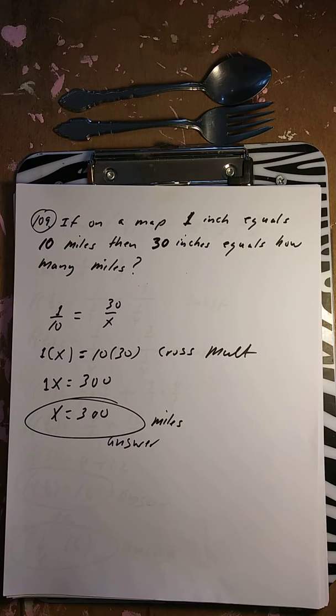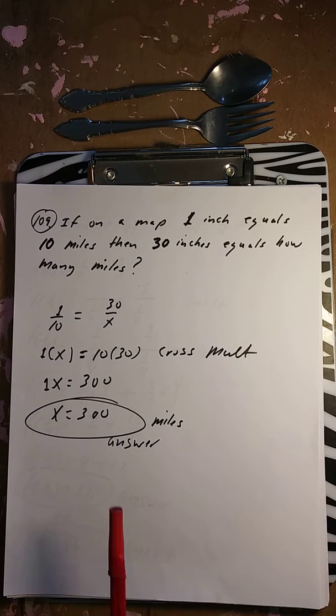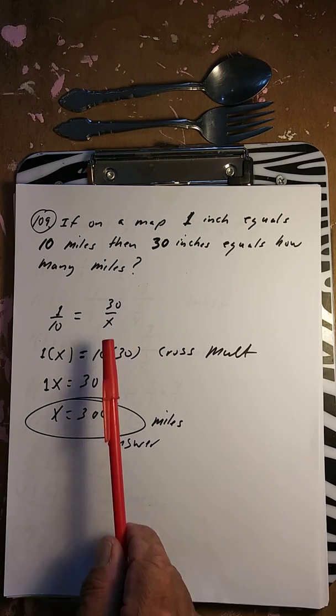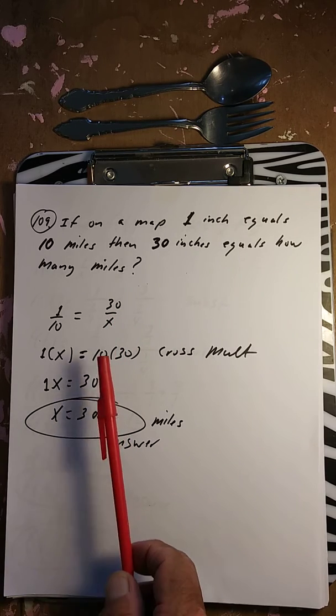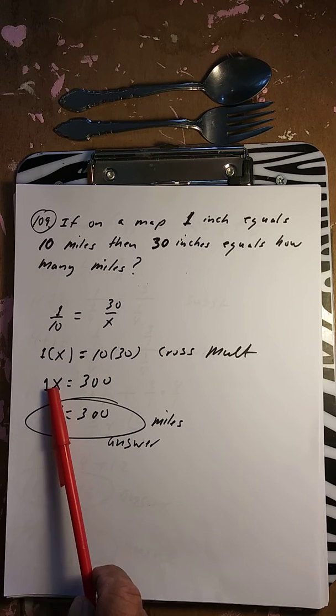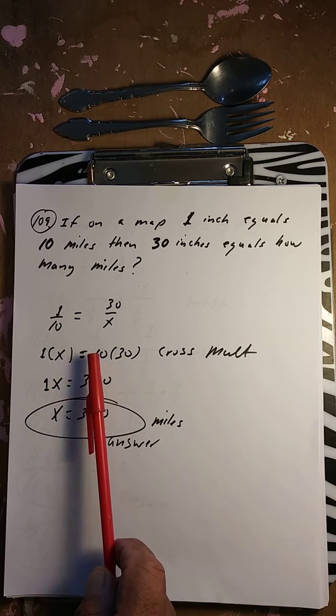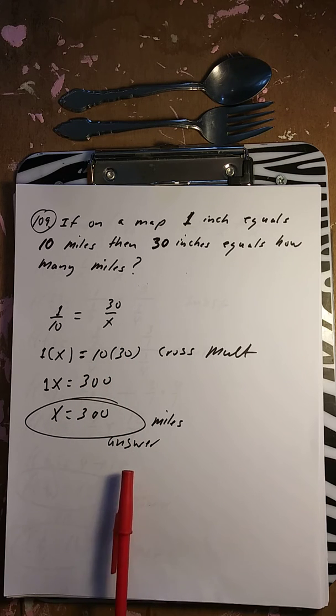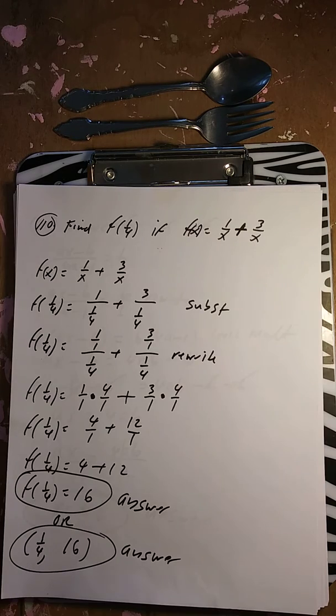If on a map 1 inch equals 10 miles, then 30 inches equals how many miles? So we write a proportion. 1 over 10 equals 30 over x. Okay, so now let's go from there. Cross multiply. X times 1, 10 times that. So that's going to be 1x, which is going to be x. 10 times 30 is going to be 300, so x is 300. So 30 inches is what? 300 miles on the map.